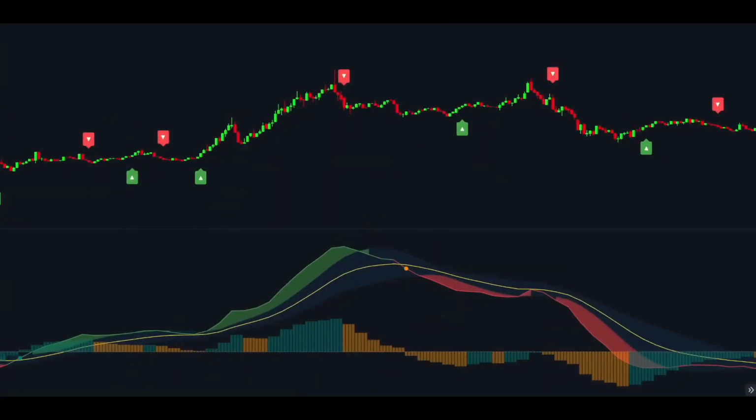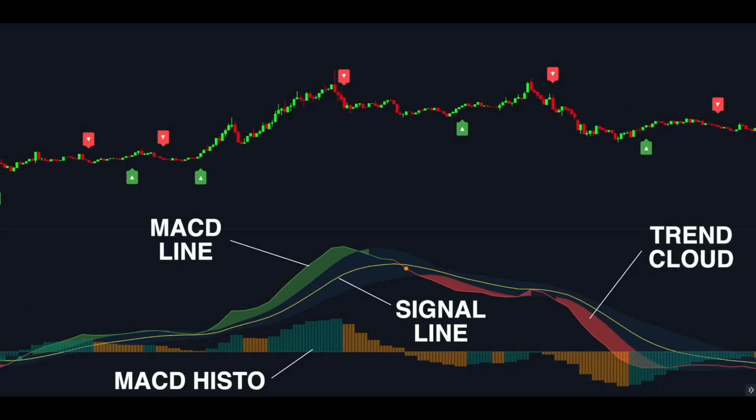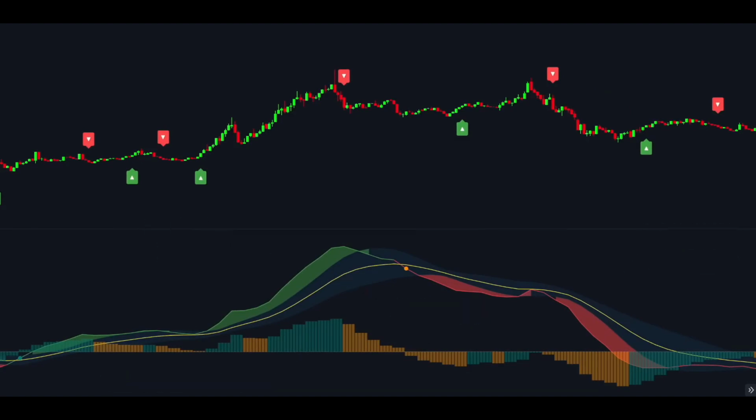This particular MACD indicator consists of a MACD line and a signal line, a MACD histogram and trend clouds. When the market is heavily trending upwards, the MACD line crosses above the signal line. The cloud also appears green. When the market is heavily controlled by sellers, the MACD line is below the signal line. The cloud changes to red.